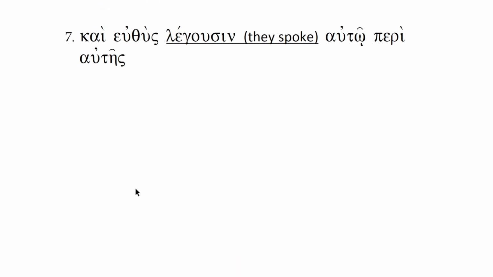And number 7, kai euthus legousin auto peri autes. We got a couple here, right? We've got auto, we've got autes. How are they the same and how are they different? Well, they're the same because they're the same lexical form, same word, same lexeme. But they're different in that this one is masculine dative singular. This one is feminine genitive singular, right? This could also be neuter dative singular, but again, if they're speaking to him, that sort of thing. So, and immediately they spoke to him concerning or about her. They spoke to him concerning or about her.